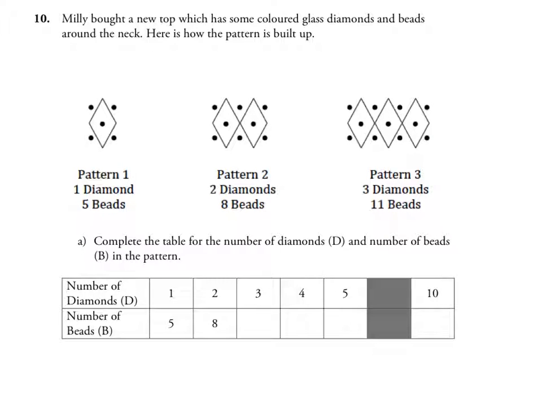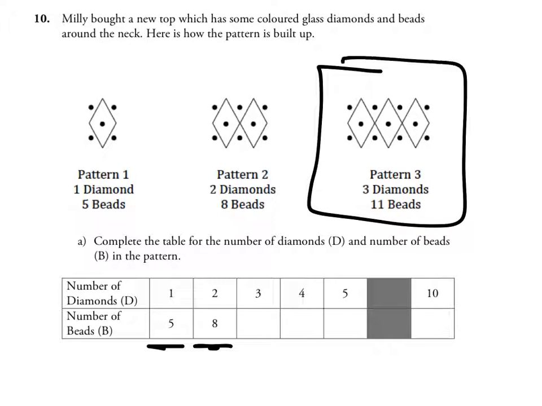So this question has a number of different parts. The first bit, it wants us to complete this table. So it's shown us here that when there's 1 diamond, there's 5 beads. There's 2 diamonds, there are 8 beads. And if I look at the pattern over here, when there's 3 diamonds, there will be 11 beads.